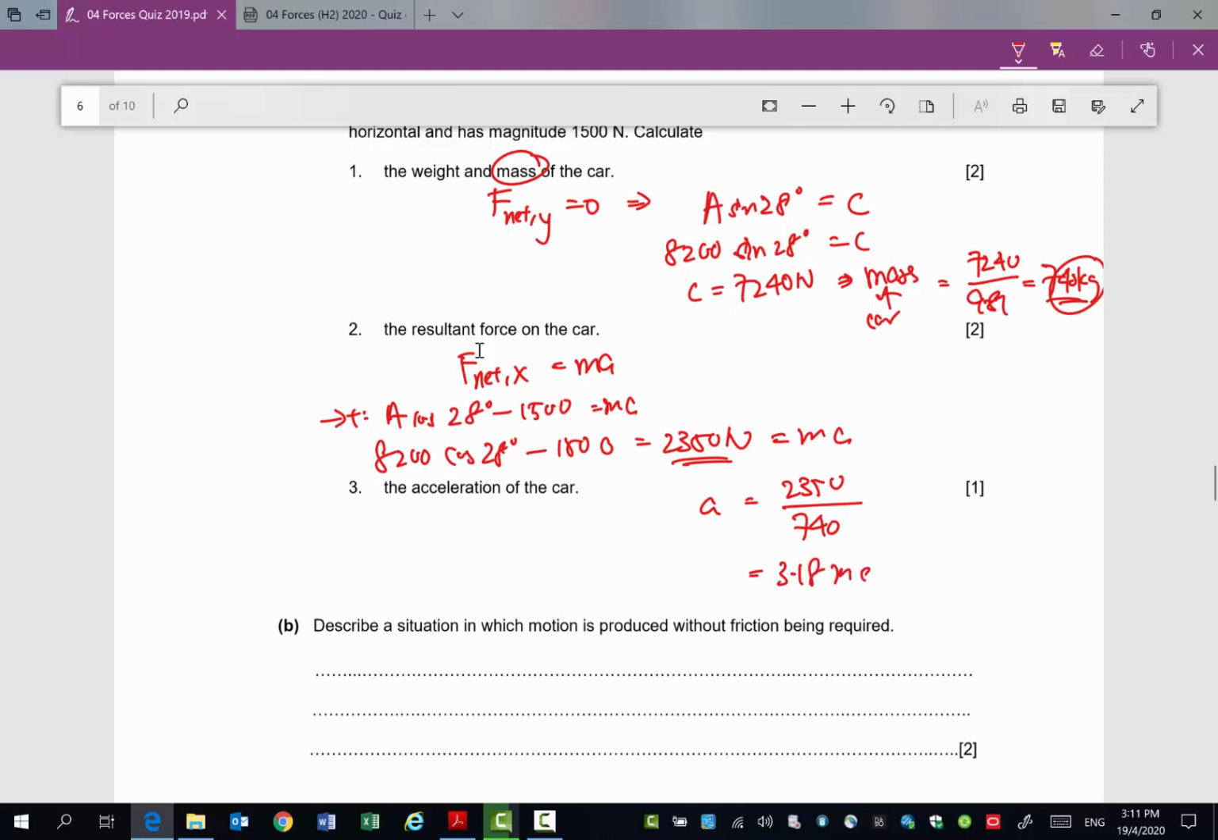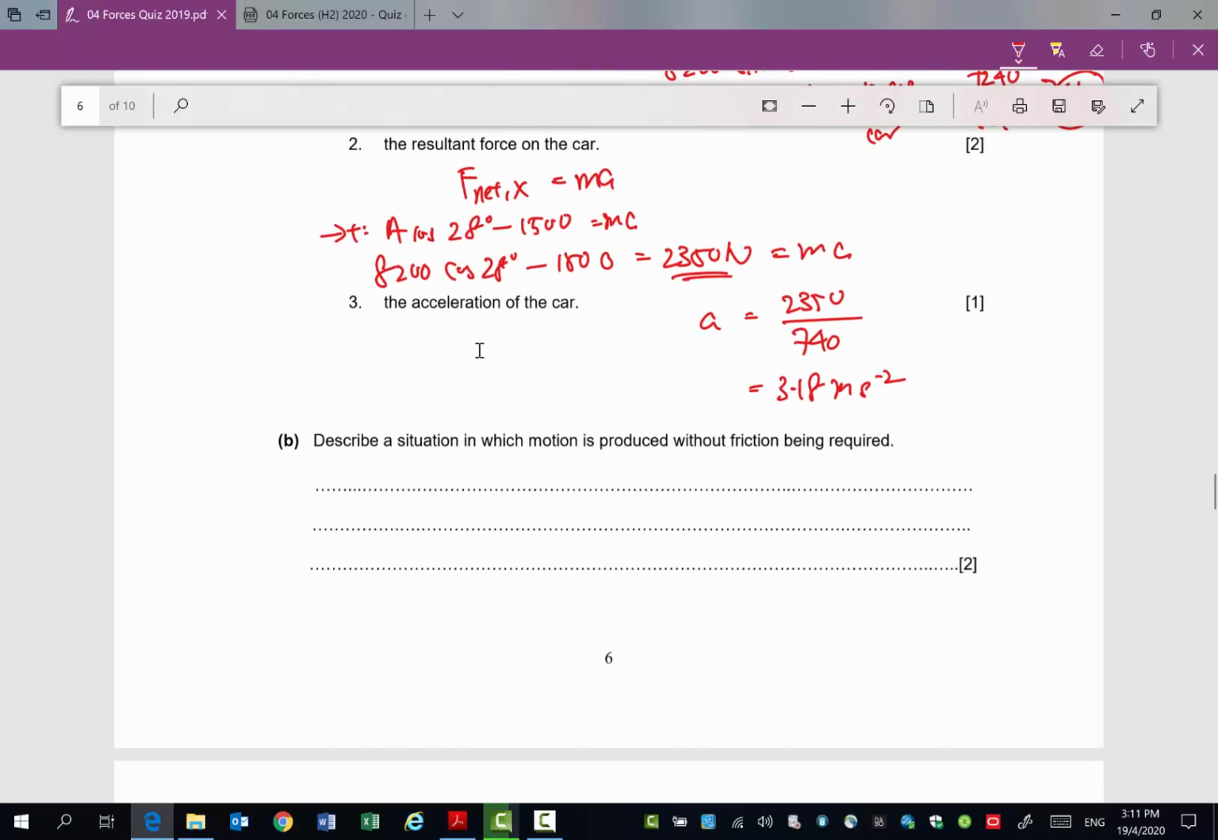Finally, to answer part B, describe a situation in which motion is produced without friction being required. There are many such examples. Let's say dropping an object. There would be motion without friction required, because the motion is generated by the gravitational pull. It is not the friction that provides for the motion. It is the gravitational pull, and gravitational pull is definitely not friction because it is not a type of contact force. It is not a type of electromagnetic force.